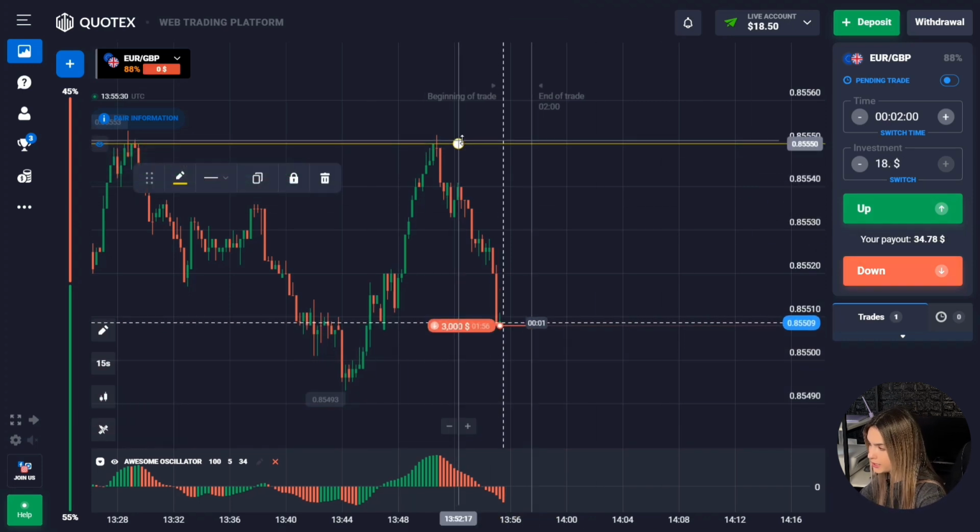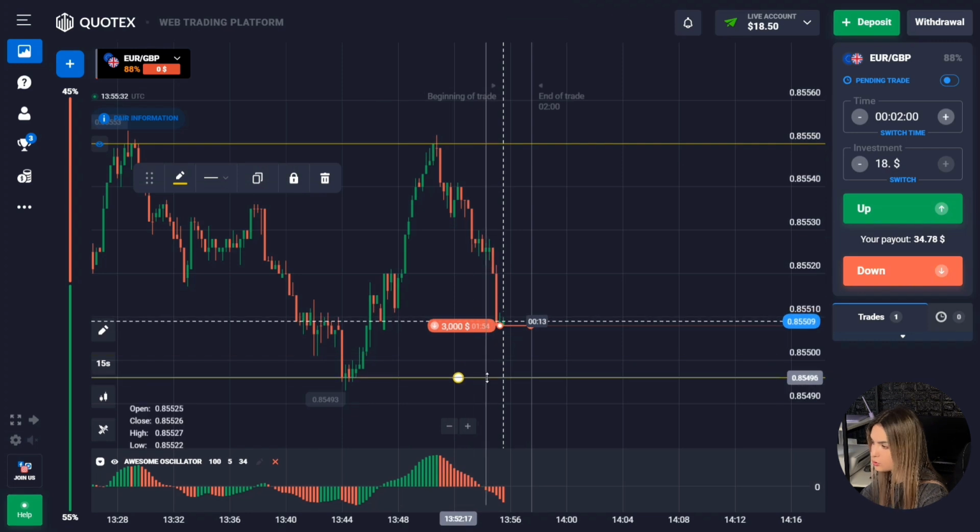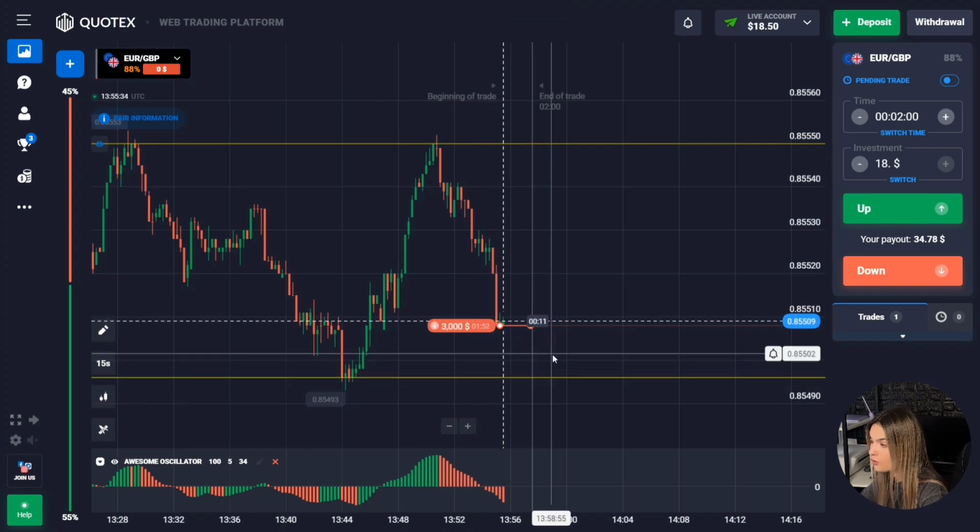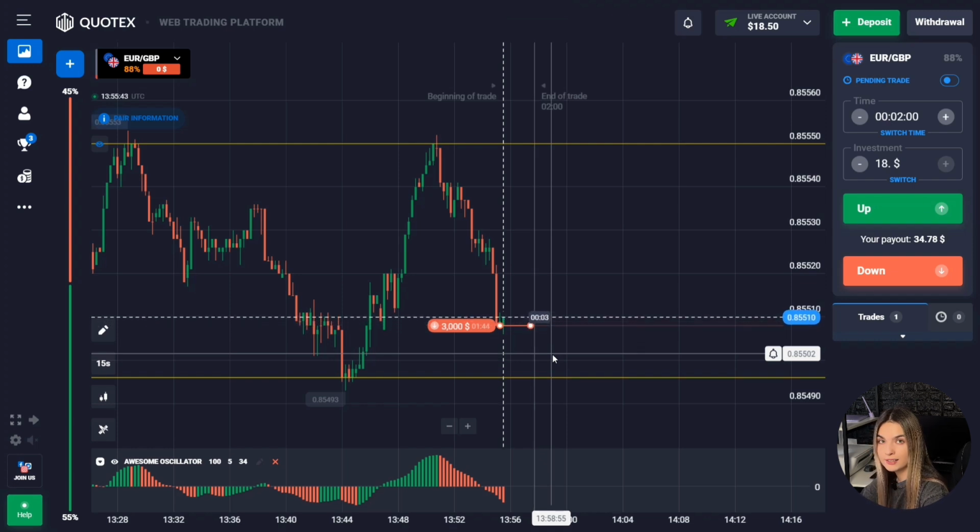Also, at the same time, we can see that the red histogram continues to form. That is, the low volumes continue to grow. I hope that I will have time to work on this downward movement. So guys, let's watch the price and wait for the result.